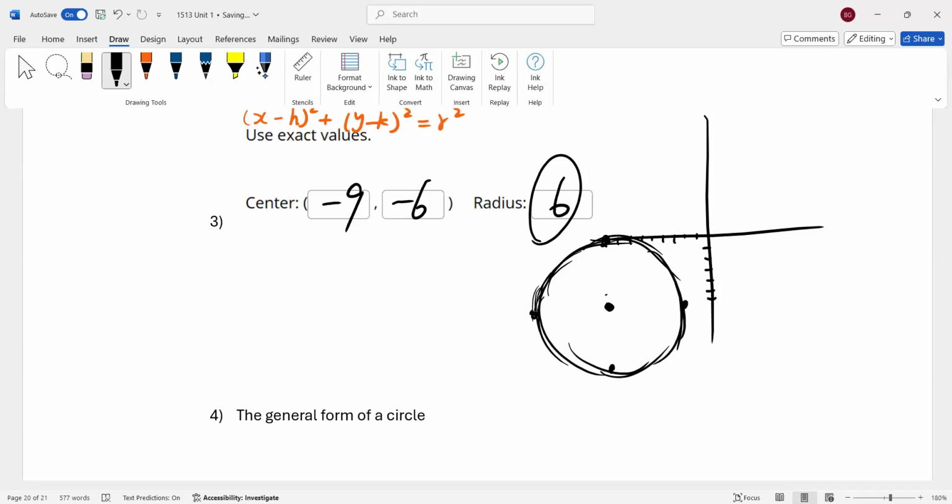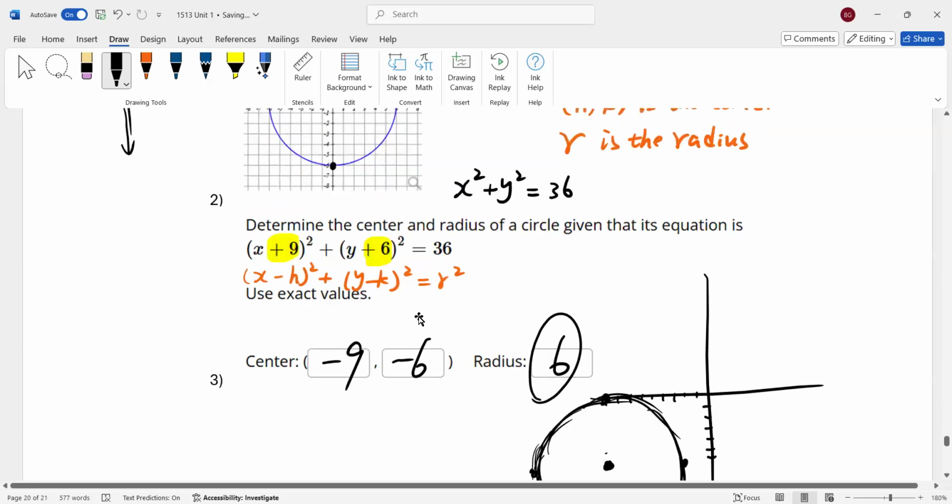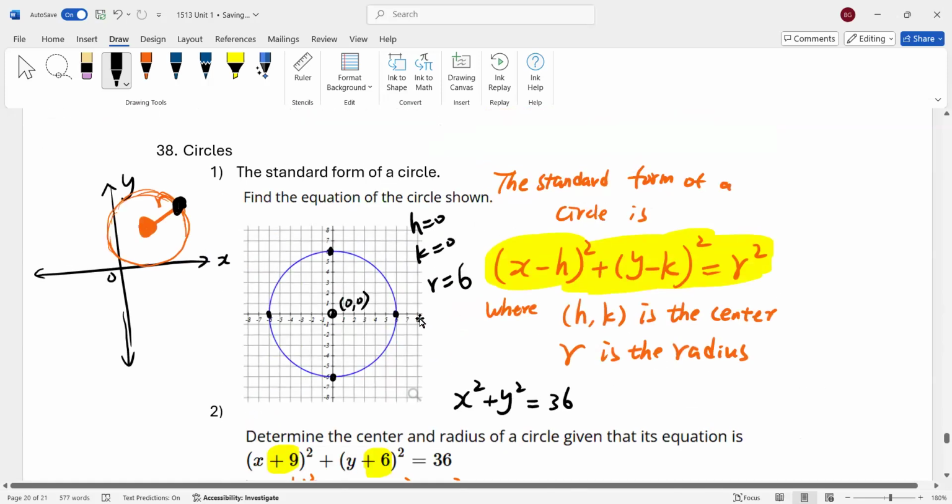Since the radius is 6, from the center, you go up 6 units, go down 6 units, go to the right 6 units, go to the left 6 units, and you will find 4 points on the circle. That would be very helpful for us to draw the circle. All right, so that is the standard form of a circle.